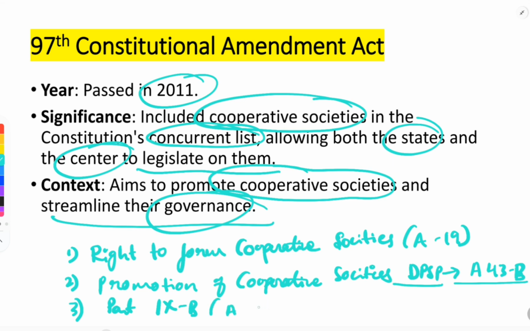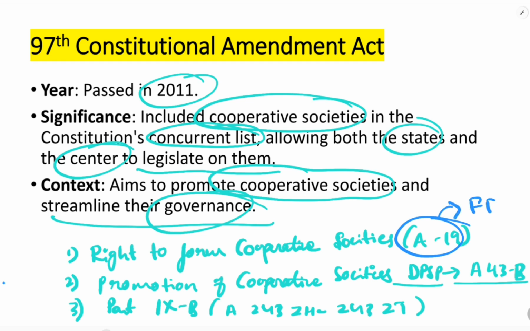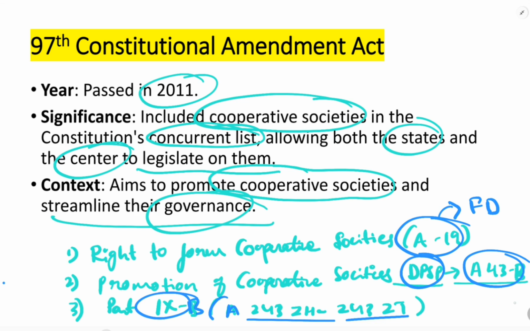From the articles 243ZH to 243ZT. A right to form cooperative societies was added in Article 19 as a fundamental right, and promotion of cooperative societies was added to the DPSP in Article 43B. Cooperative societies are also added to a new Part IXB, from Articles 243ZH to 243ZT. These are very important points, so please make a note of it.